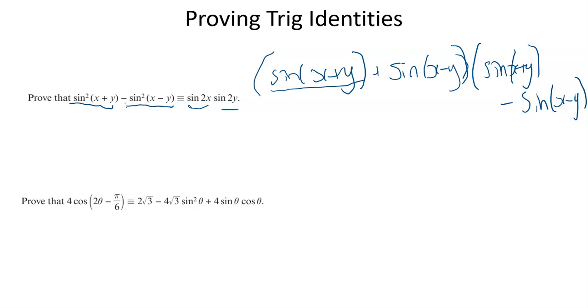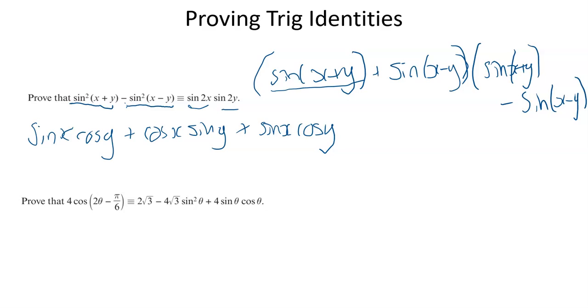So what do we get if we have this as an addition identity? We'd get sine of the first cos of the second plus cos of the first sine of the second. And then we've got a plus, and we've got the same thing again: sine of the first cos of the second, minus this time, because it's minus there, cos of the first and sine of the second. Now surely something's going to cancel with this minus. So cos x sine y, cos x sine y, yes, bam, bam, get rid of those. And what we've ended up with here is two lots of sine x cos y.